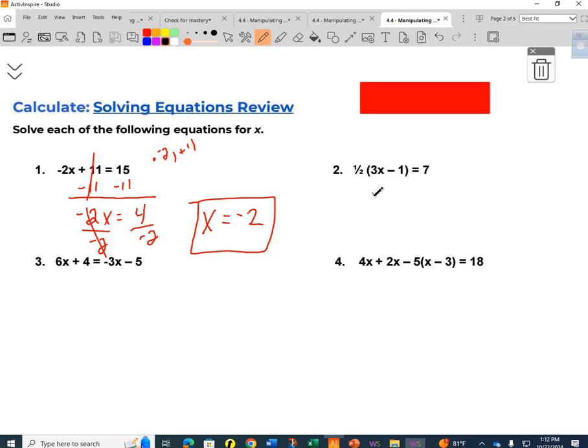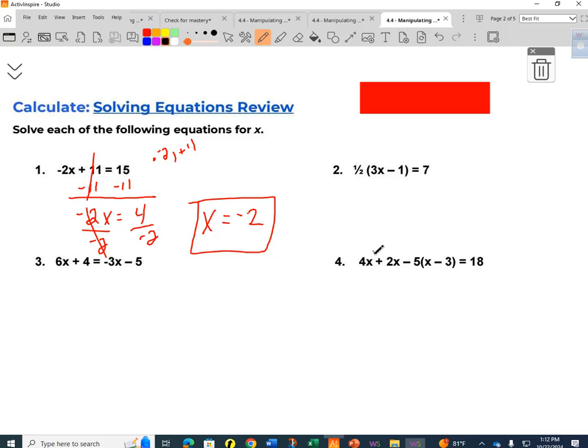So if we have a fraction in an, my board's not working. I'm going to try turning my word off and on.